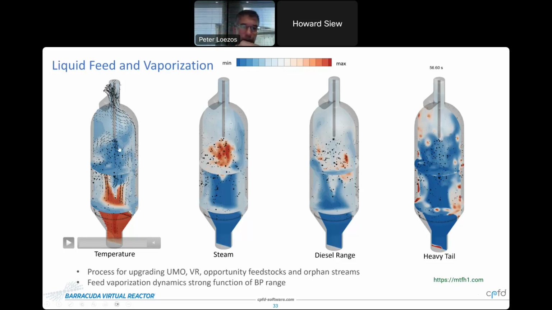So what I'm going to do is show you 4 different animations: temperature, steam, diesel range material, vapor phase, and the heavy tail, also vapor phase. And I'm going to show you the results for a vertical and 2 horizontal cross sections in the reactor, along with a depiction of the spray.